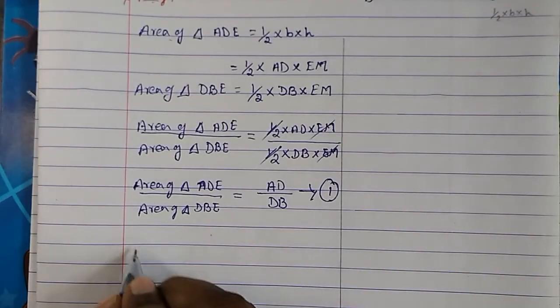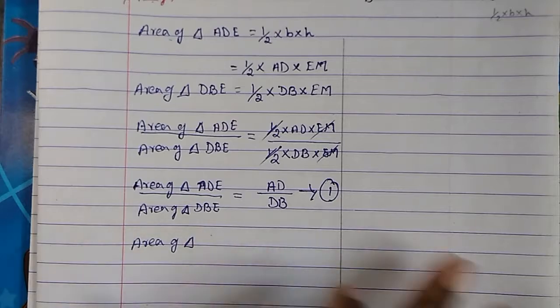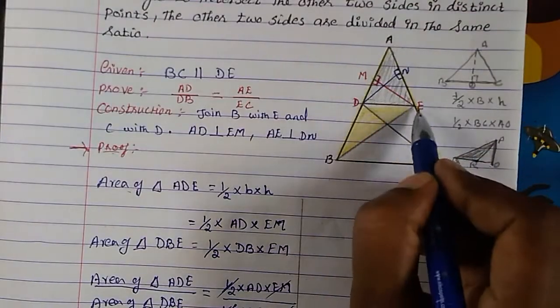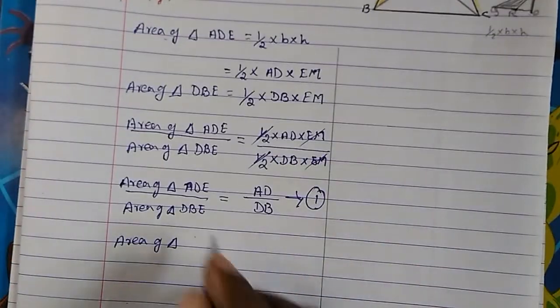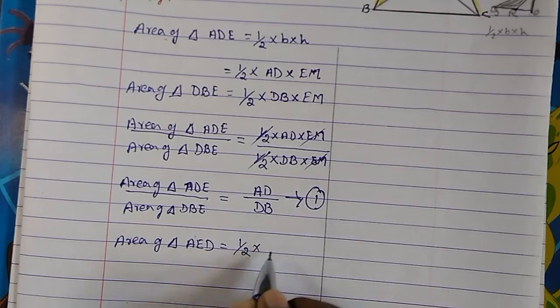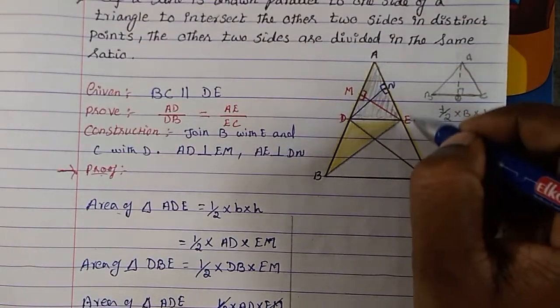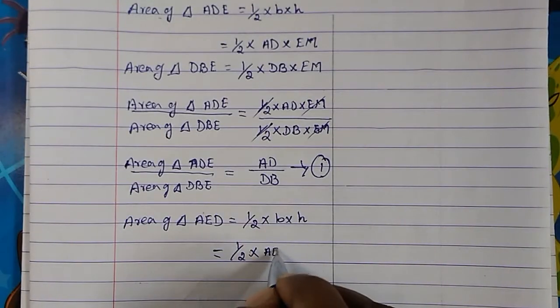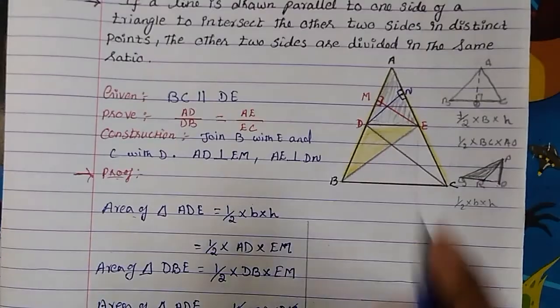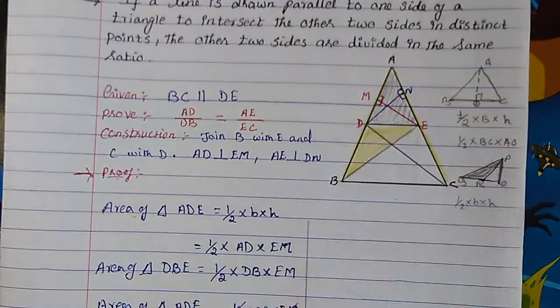Area of triangle AED is equal to half into base into height. So here also half. Base is what? AE is our base. The height becomes, as I told you, this blue line for this base. This becomes the perpendicular line, the height. So DN.